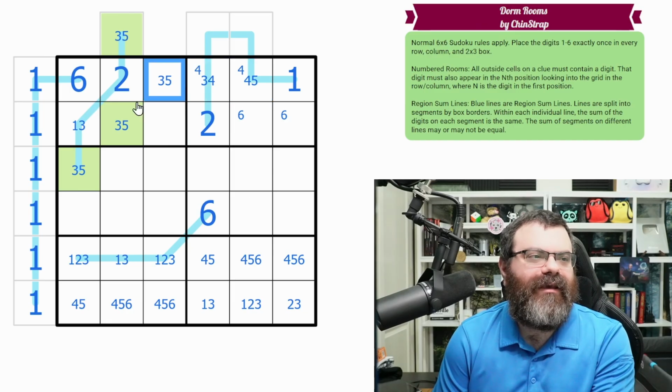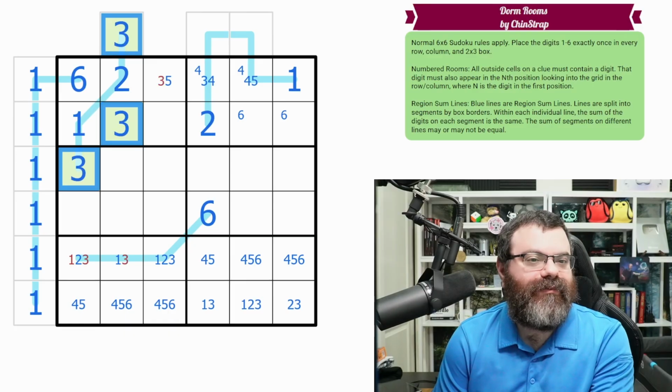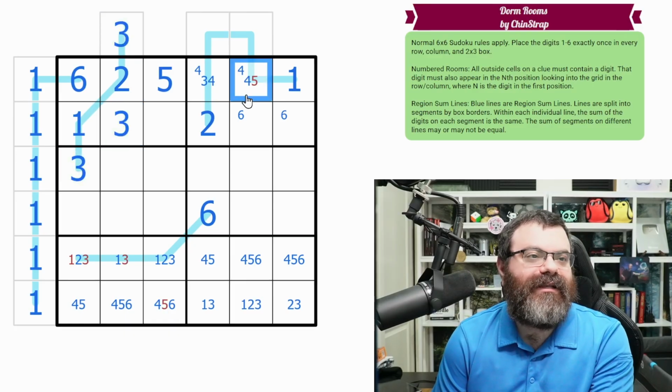So that's not a 4. That's a 3, 5 pair, making this a 1. 1 plus 2 is 3. So all of our greens are 3. Perfect. That makes that a 5. And that tells us that this is 4 and 3. So now we know that that's a 5.